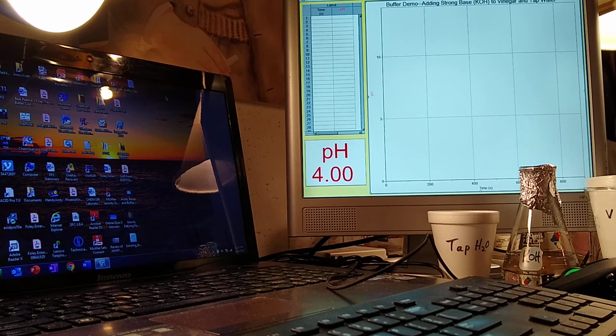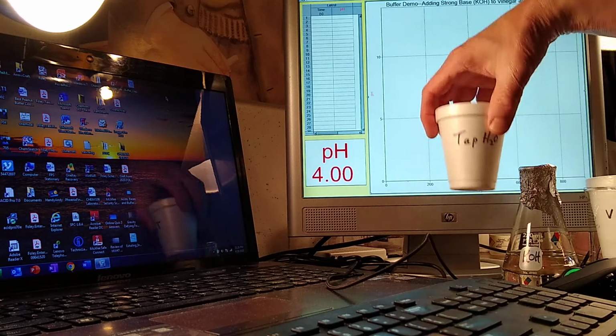So here's video number 2 of the Acid Base and Buffer Lab. What I want to show you in this video is how we can create a buffer simply by adding KOH, a strong base, to vinegar. Now we're going to generate what's called a titration curve. At least that's what I'm going to attempt to do.